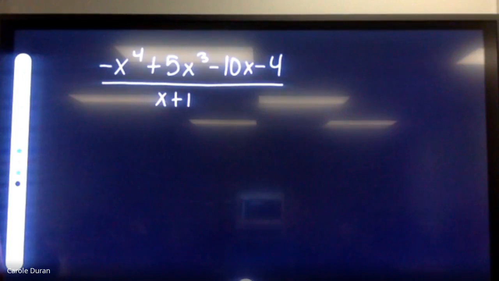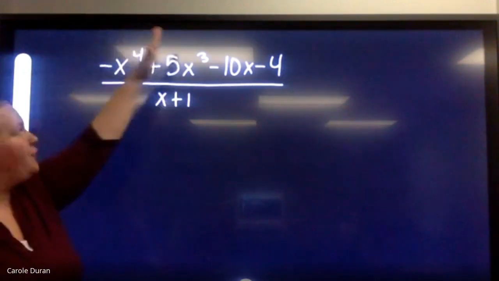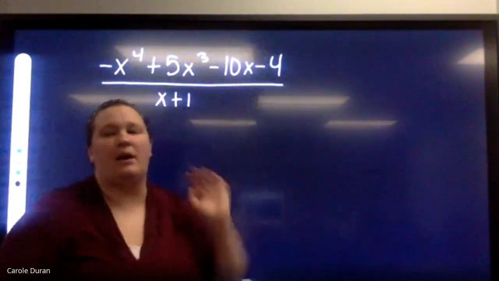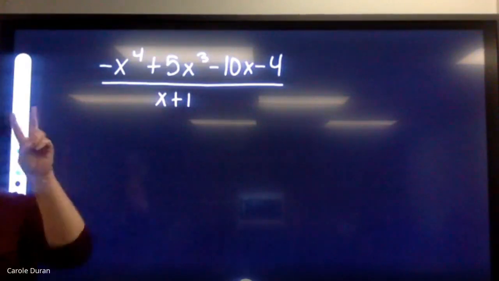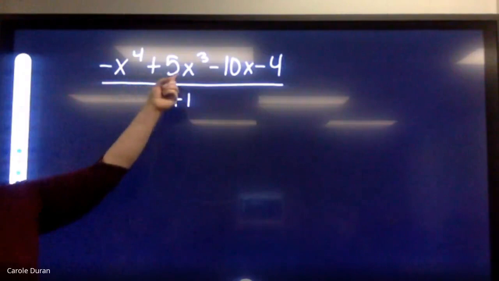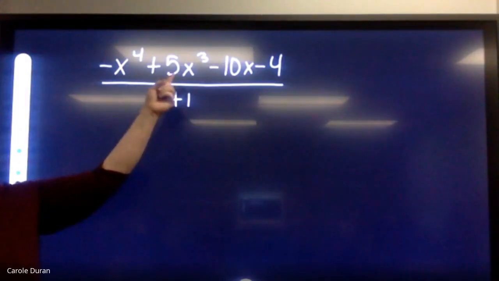Any skipped terms. So I look at my exponents to decide this. In my dividend, I have a 4, a 3, a 1, and a 0. Did I miss any numbers in there? A 2. I do not have an x squared term, so I'm going to need to fill in with a 0 x squared.